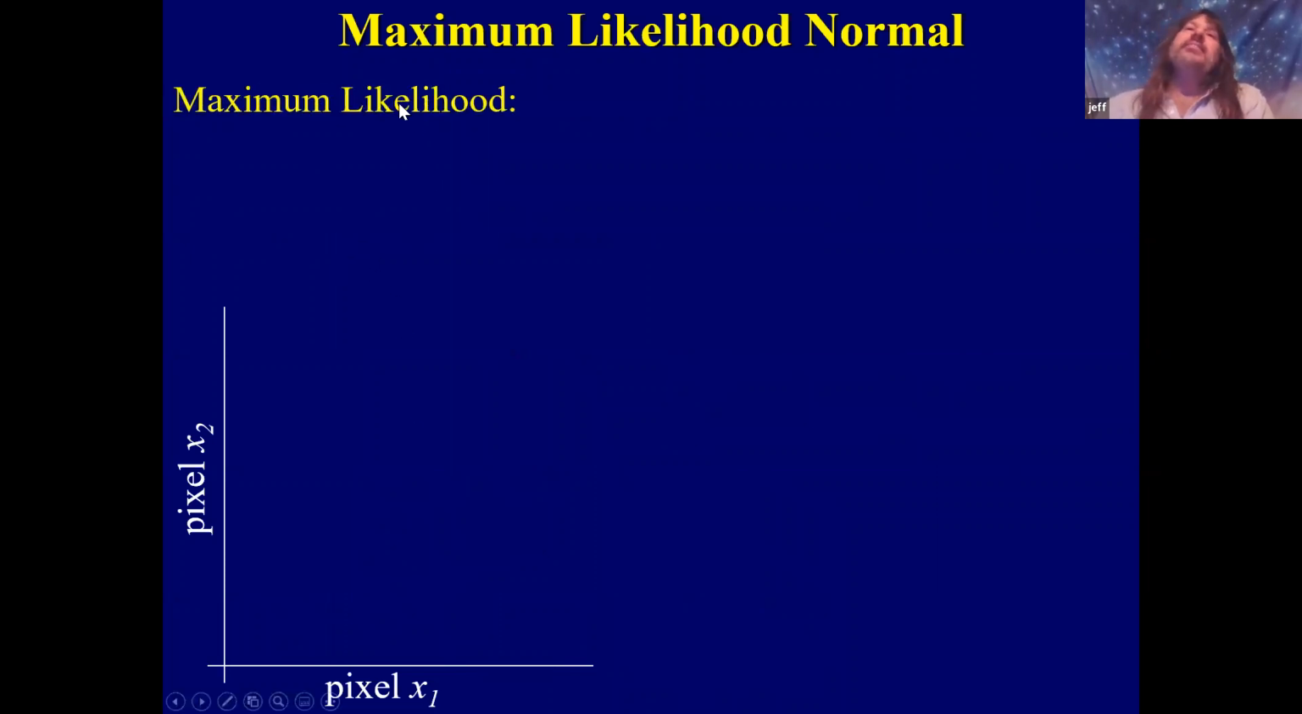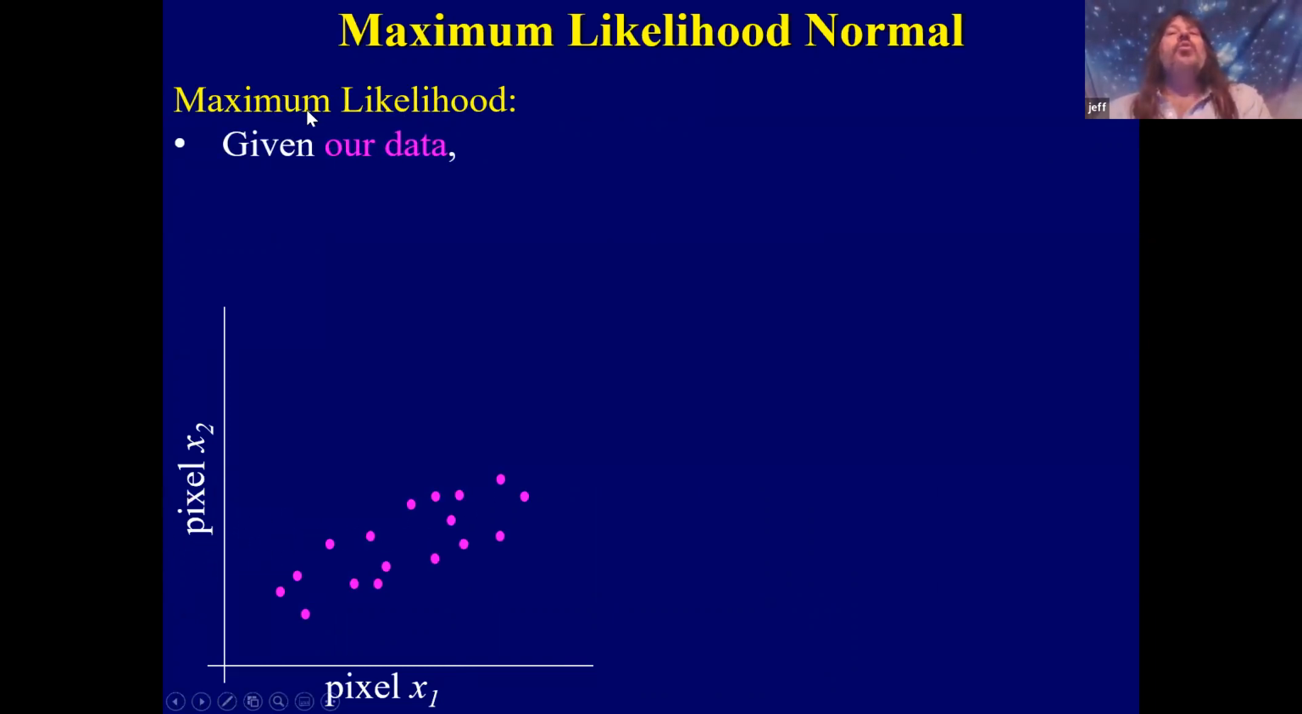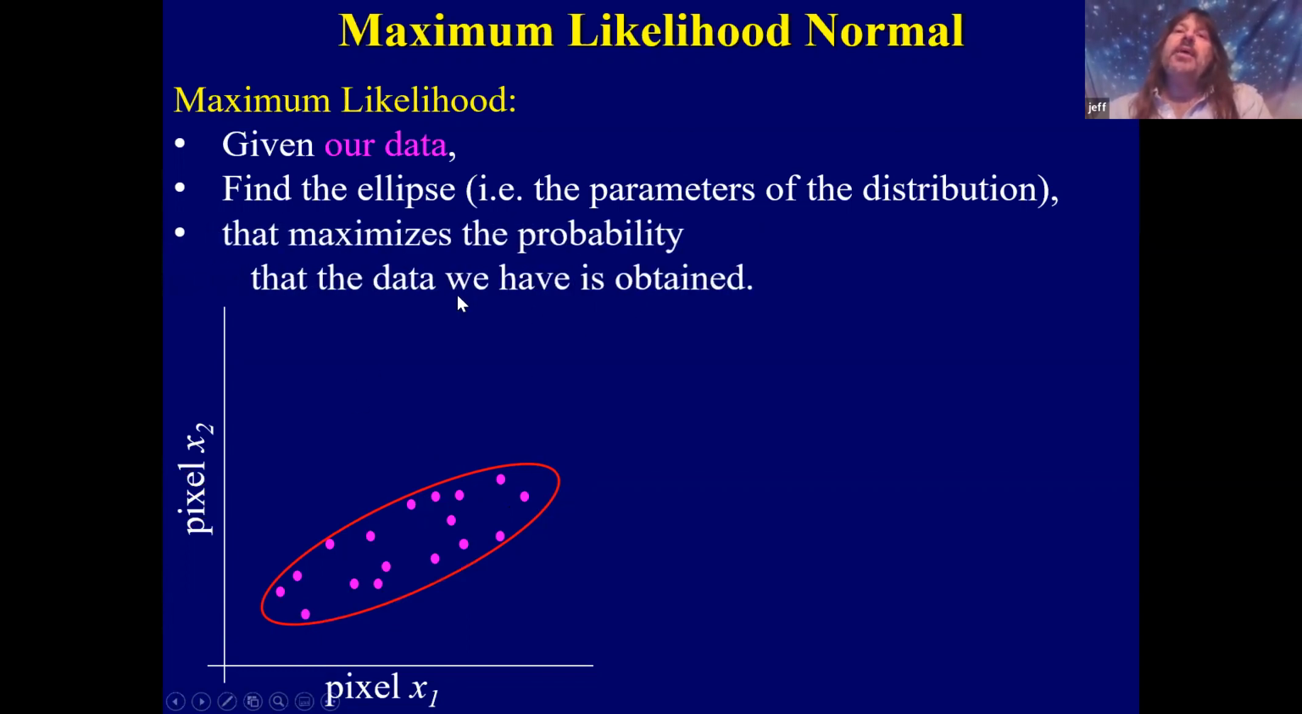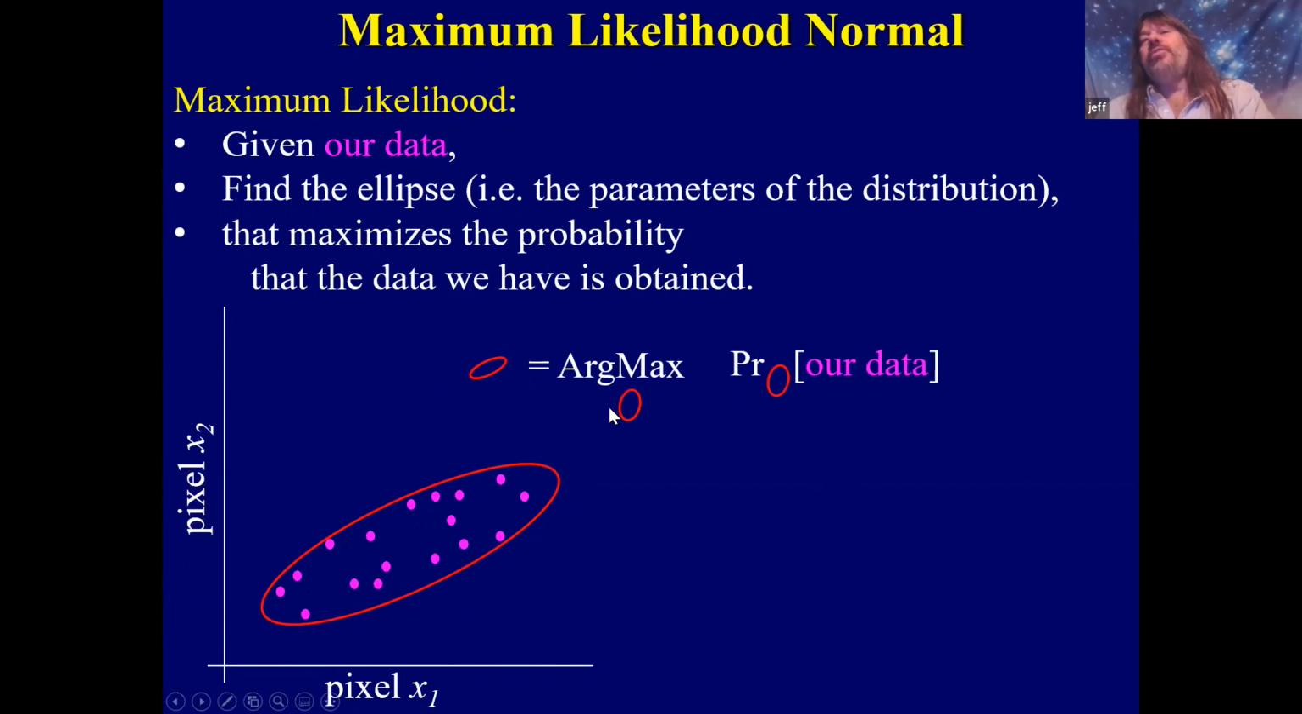So if we were to repeat this again, maximum likelihood, what is it doing? It says we are given our data, right? Our starting point is that we have this data. And what we do is we find the ellipse, right? The parameters of our distribution that maximizes the probability we get this data, right? So here it's written again, over all possible ellipses, give us the ellipse that maximizes the probability we get our data, right? Does that make sense?